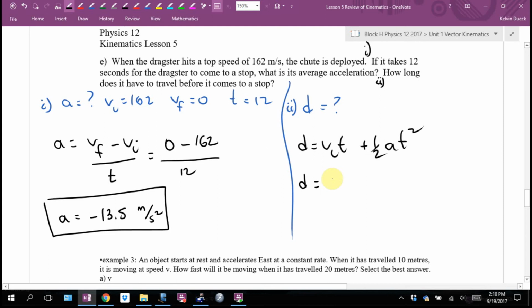What was VI, Max? VI times T, 12, plus 0.5 times negative 13.5 times 12 squared. This distance, am I expecting a positive or a negative answer? What do you think? Luke, what do you think? I'm pretty sure when you pull a parachute, which way are you still traveling? Absolutely positive. If I got a negative answer here, I'd be nervous, or this poor driver is not surviving, because that would somehow mean at almost 300 miles per hour, they suddenly jerked to a stop and started going backwards.